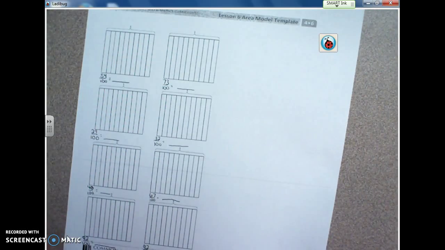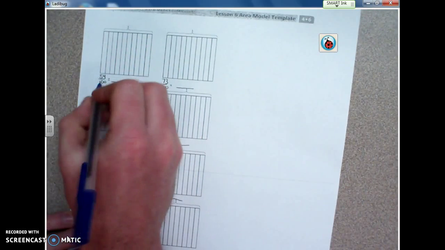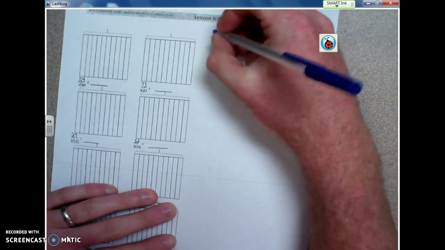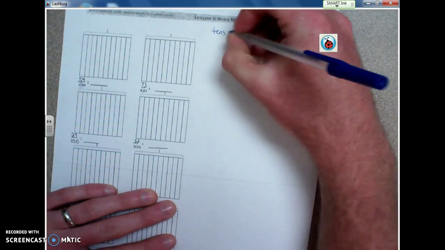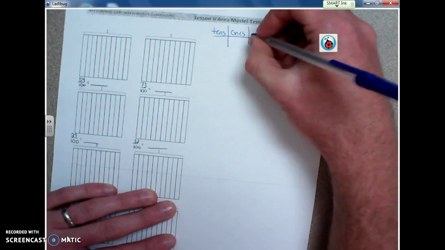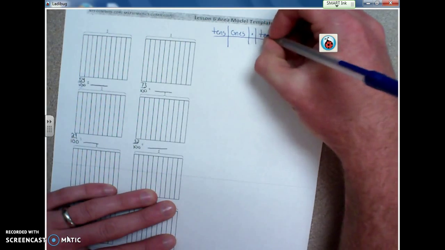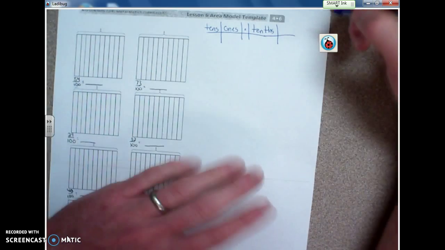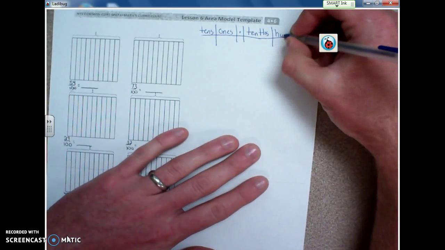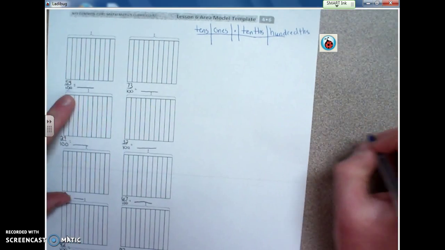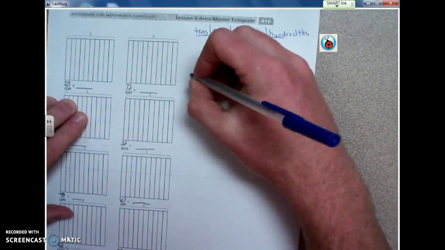All right, so today we're going to talk about how we can convert hundredths into decimal form. Just like yesterday, I'm going to have my places. I have my tens place, my ones, then my decimal, then I have my tenths place, and after my tenths place, now we're going to add our next place, our hundredths place.